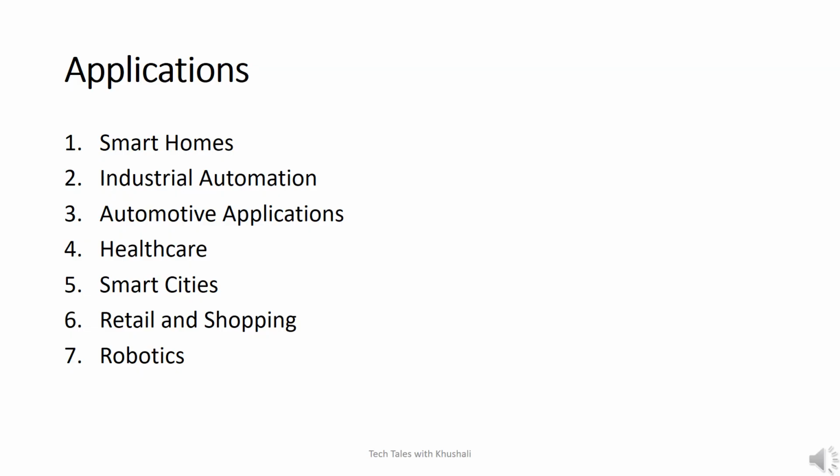Let's discuss a few of its applications. First is smart homes. They can detect the presence of people in a room and automatically turn lights on or off, contributing to energy savings and convenience. Used in motion detectors to identify unauthorized access or activity, sending real-time alerts to homeowners or security teams. They can even trigger appliances like fans or ACs when someone enters a room, improving comfort and efficiency.